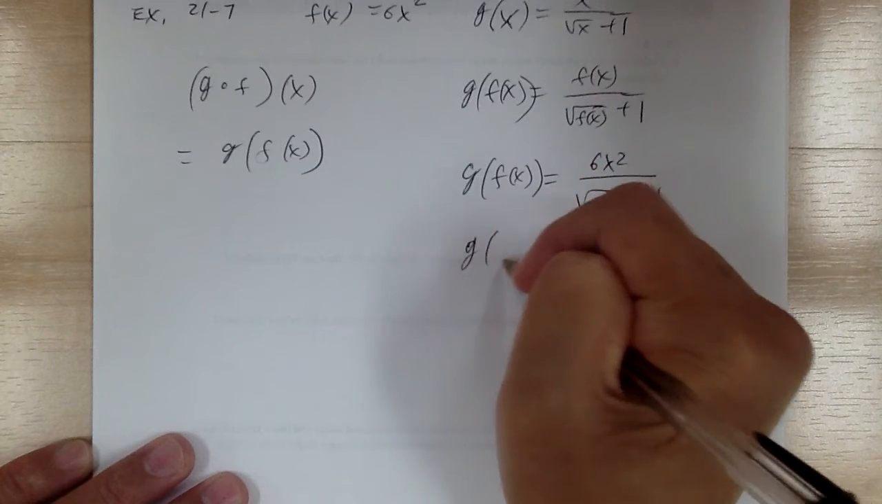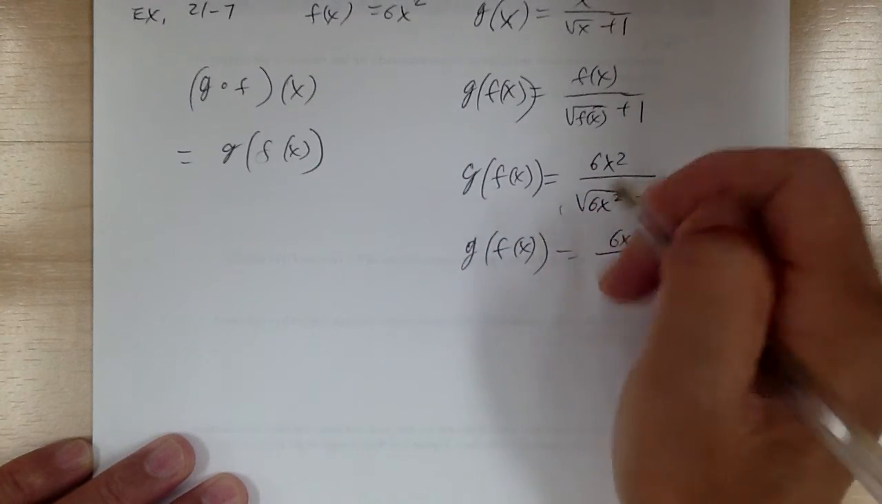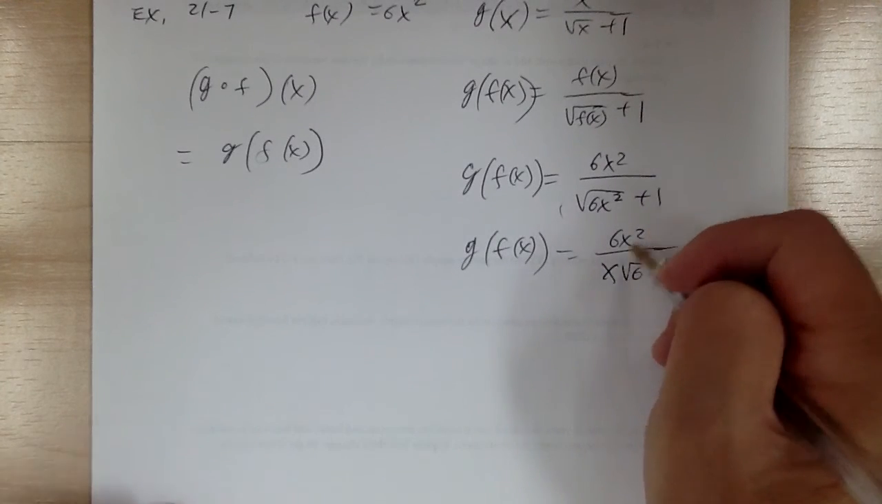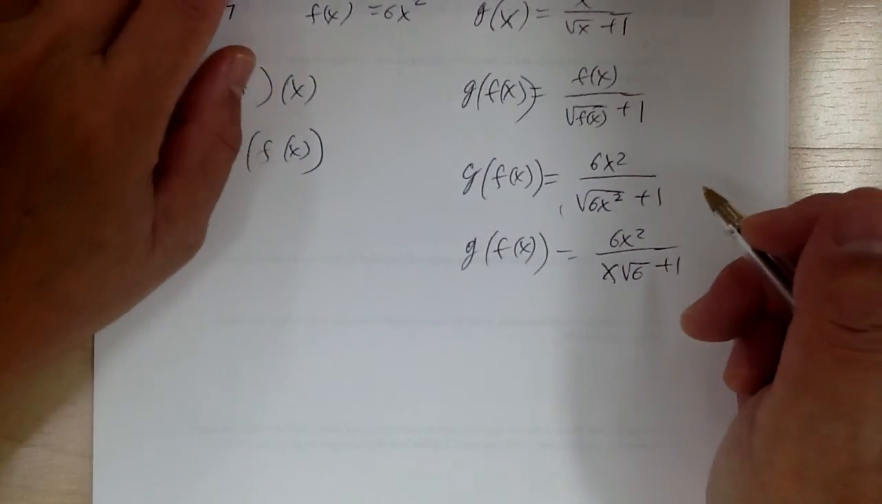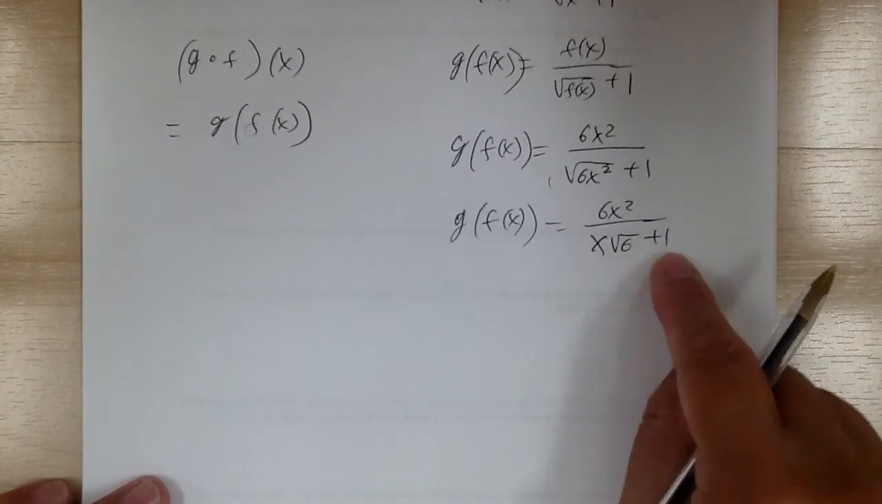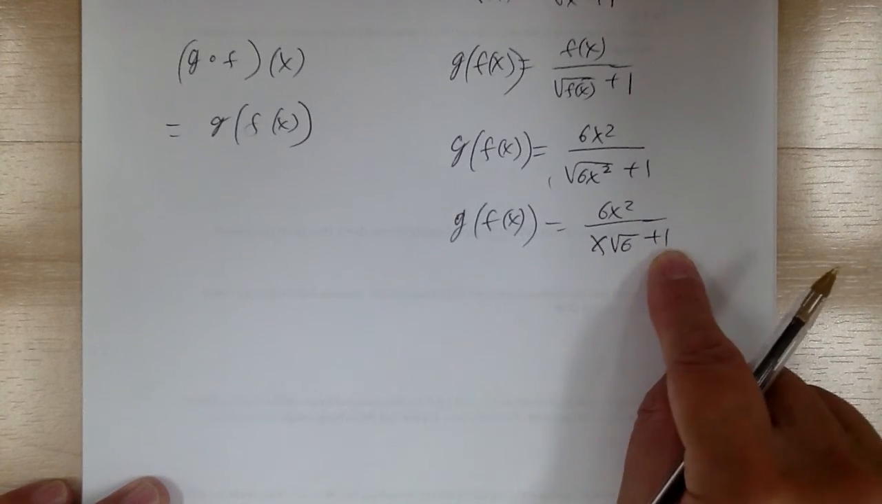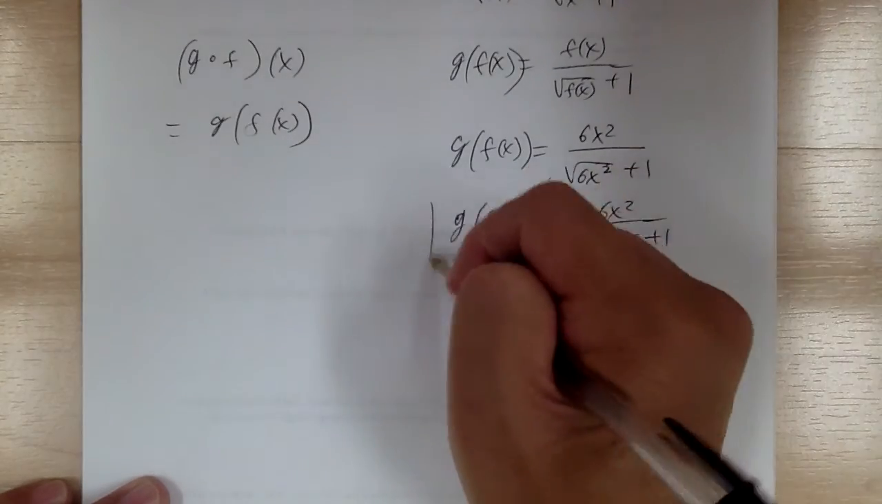So g of f of x is equal to, and you can simplify this, x can come out, so it would be x square root of 6 plus 1, and the x can cancel out. Oh wait, no, cannot cancel, this is a term. If there's no plus 1, it can cancel. But because of the plus 1, these are terms, so you cannot cancel anything. And so that's it.